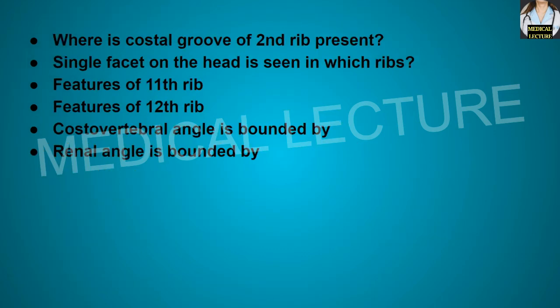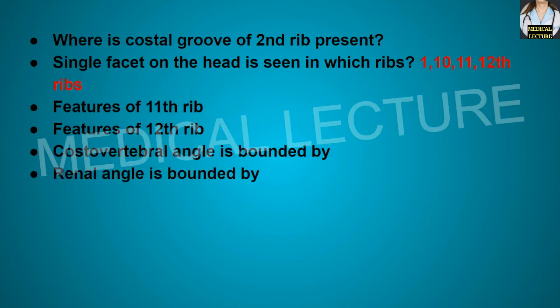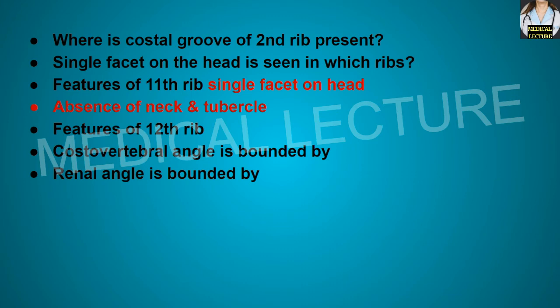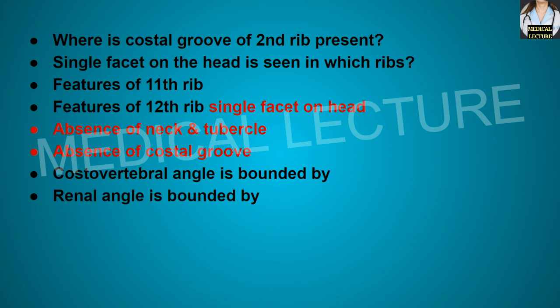Where is the costal groove of the second rib present? In the posterior 1/3 part. Single facet on the head is seen in which rib? First, 10th, 11th and the 12th ribs. What are the features of the 11th rib? It has single facet on the head and there is absence of the neck and the tubercle on the 11th rib. What are the features of the 12th rib? There is single facet on the head of the 12th rib and there is absence of the neck and the tubercle and there is also absence of the costal groove.